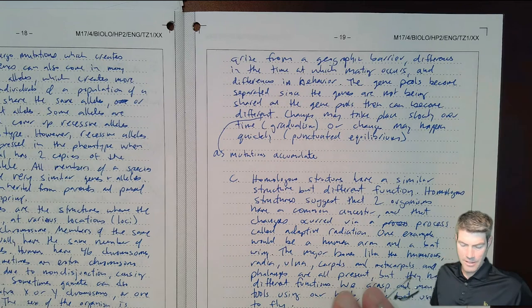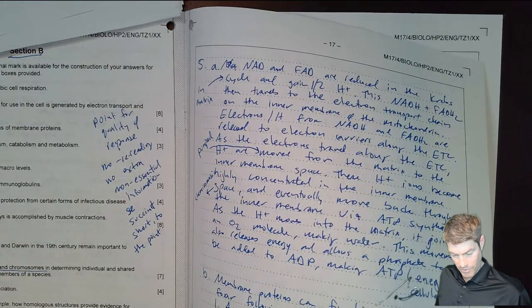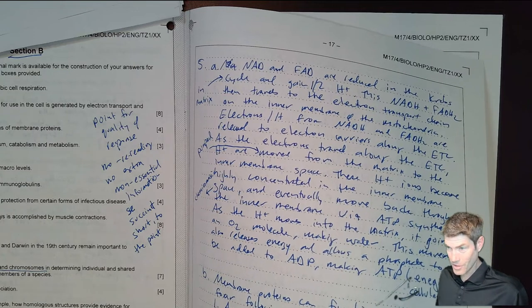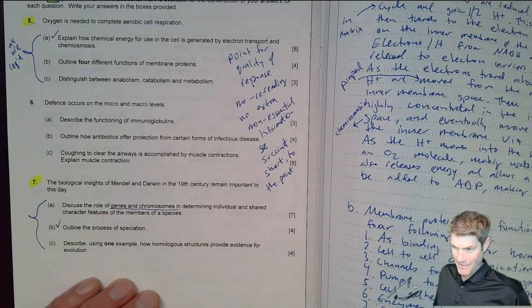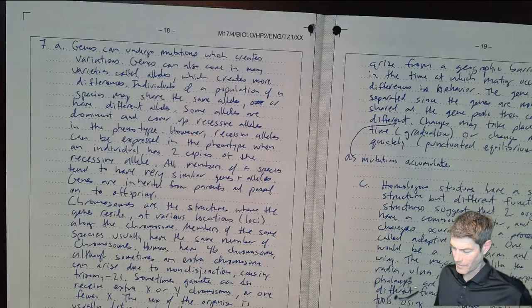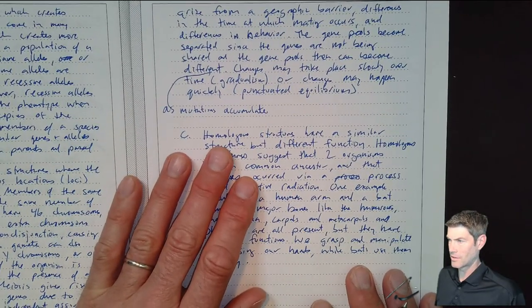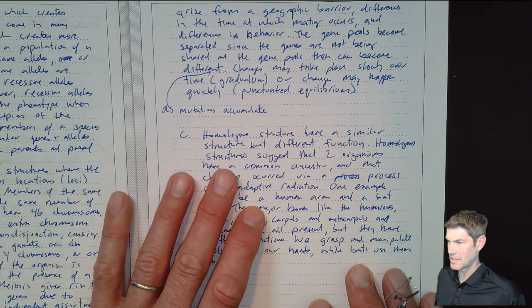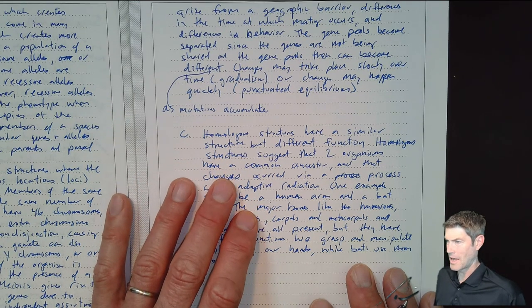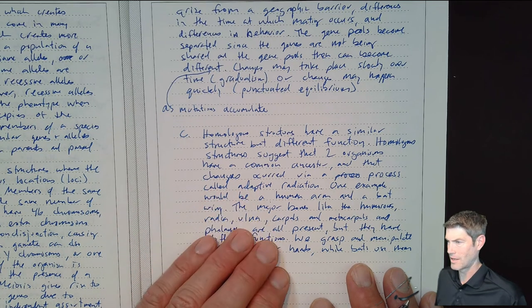And then the last question is about homologous structures. Discuss one example, just one, don't do two, and just hope they pick the good one, of how they provide evidence for evolution. So homologous structures, they have similar structure but different function. They suggest they have a common ancestor, and the changes occurred through this process called adaptive radiation.